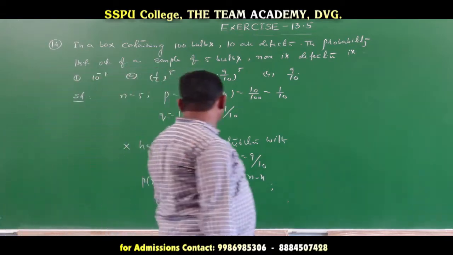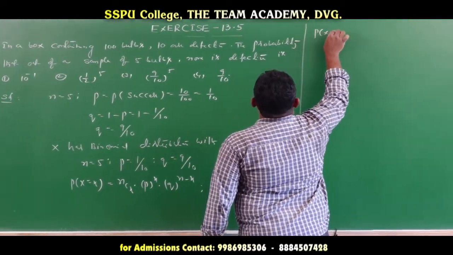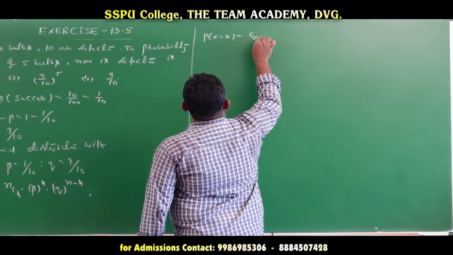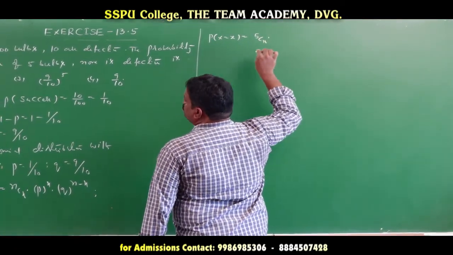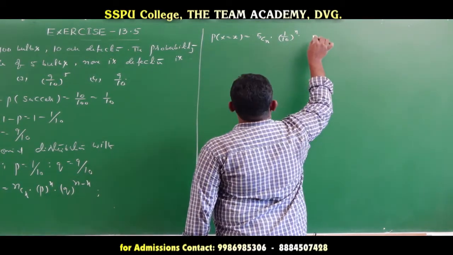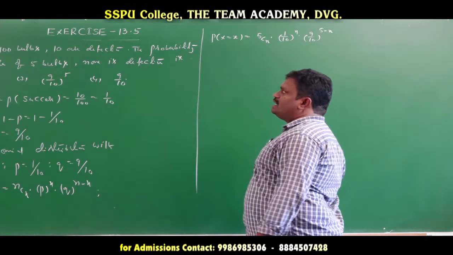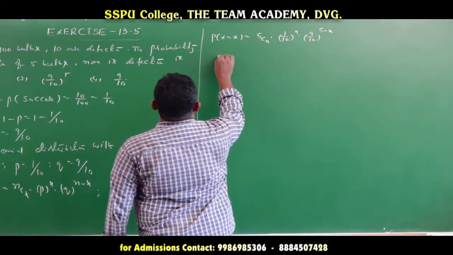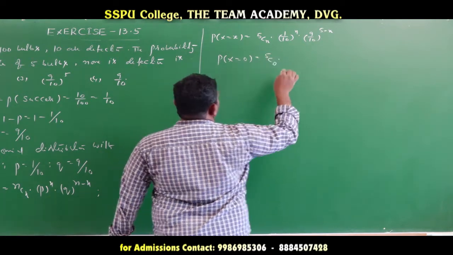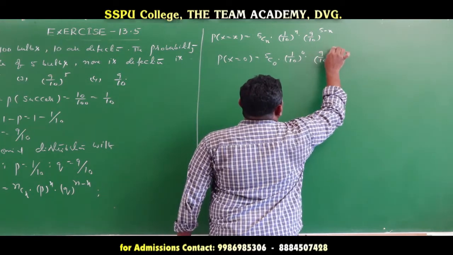Now we substitute these values in the binomial distribution formula. Probability of X equal to x, n is equal to 5, so 5Cx, p is 1 by 10 whole power x, q is 9 by 10 whole power 5 minus x. Here none is defective, so probability of x equal to 0 is 5C0 into 1 by 10 whole power 0 into 9 by 10 whole power 5.